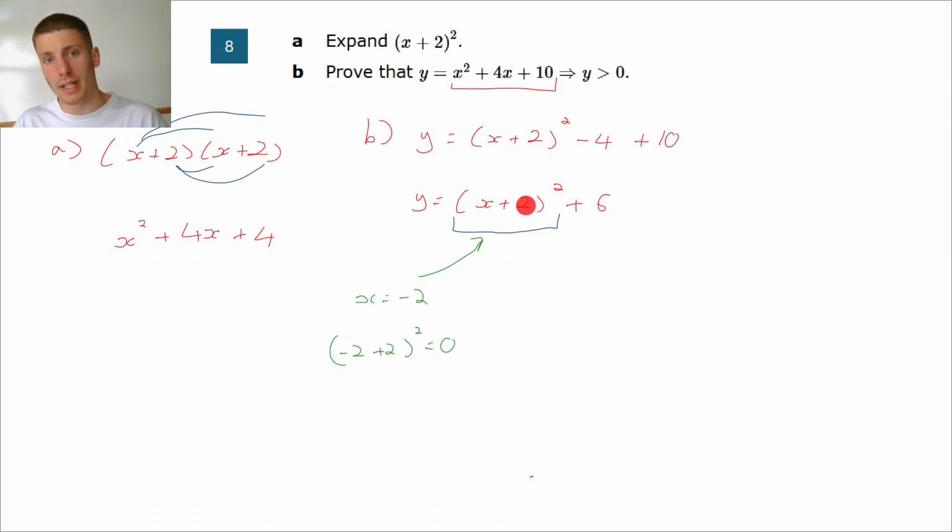Of course, if you made x something like minus 6, well, minus 6 plus 2 is minus 4. If you square it, you get a positive number. So the smallest that this can ever be is 0.